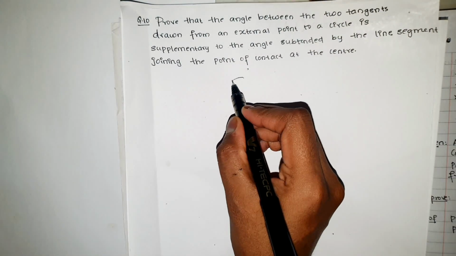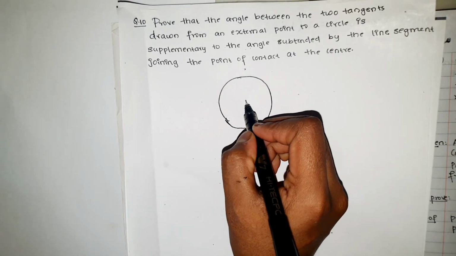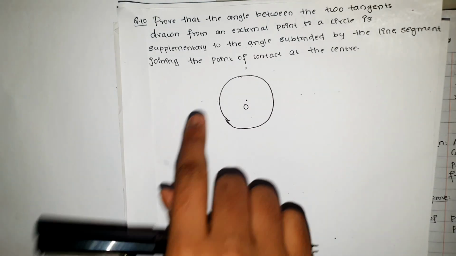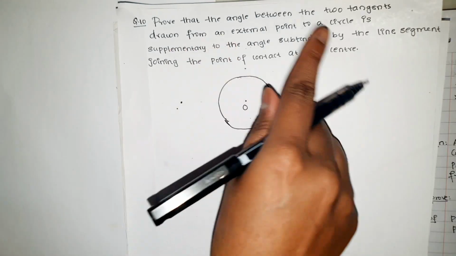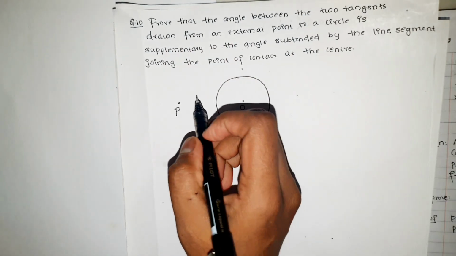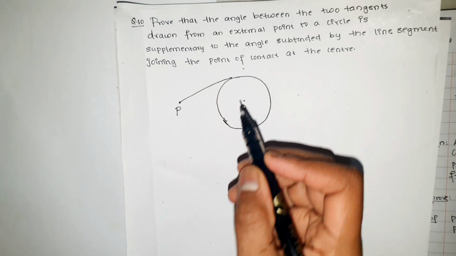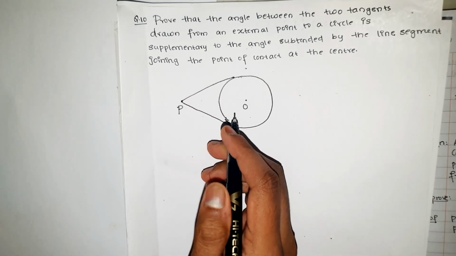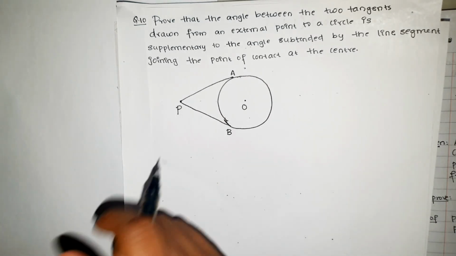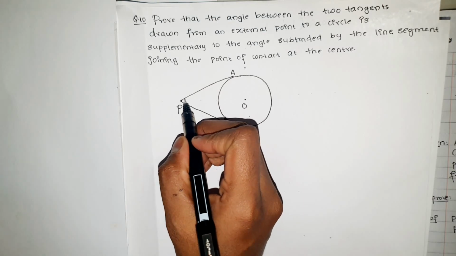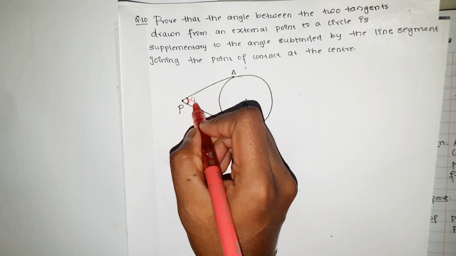Okay, so I am drawing a circle with center O. Okay, angle between two tangents. So I am drawing two tangents from an external point. So let my external point be P. I have to draw two tangents. Okay, let this be A and let this be B. Okay, so angle between two tangents means this is the angle, and I am giving this angle as angle 1.